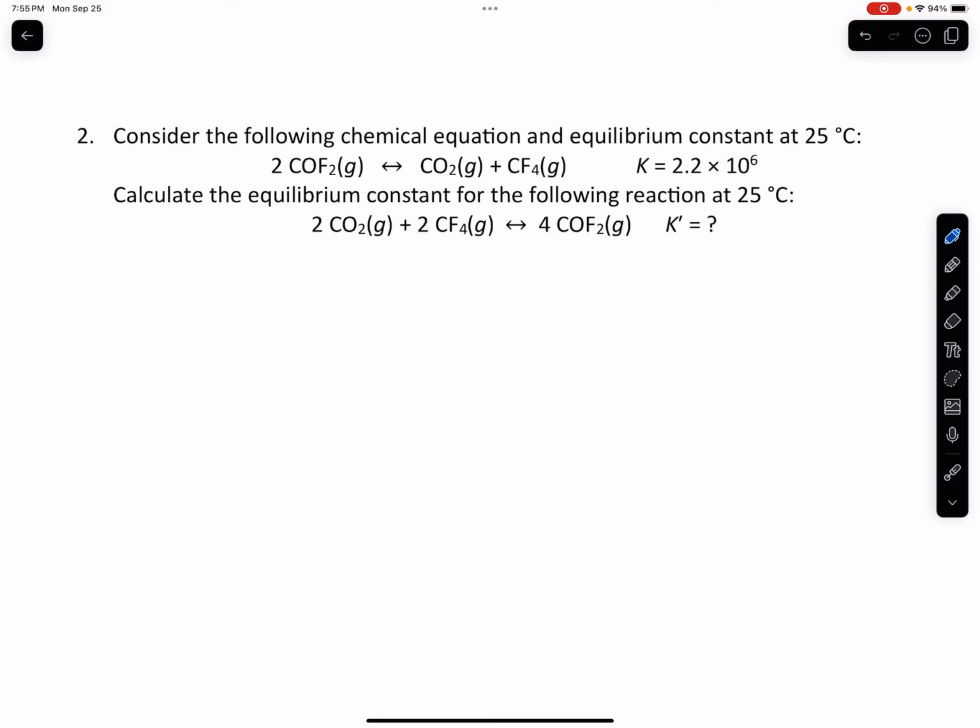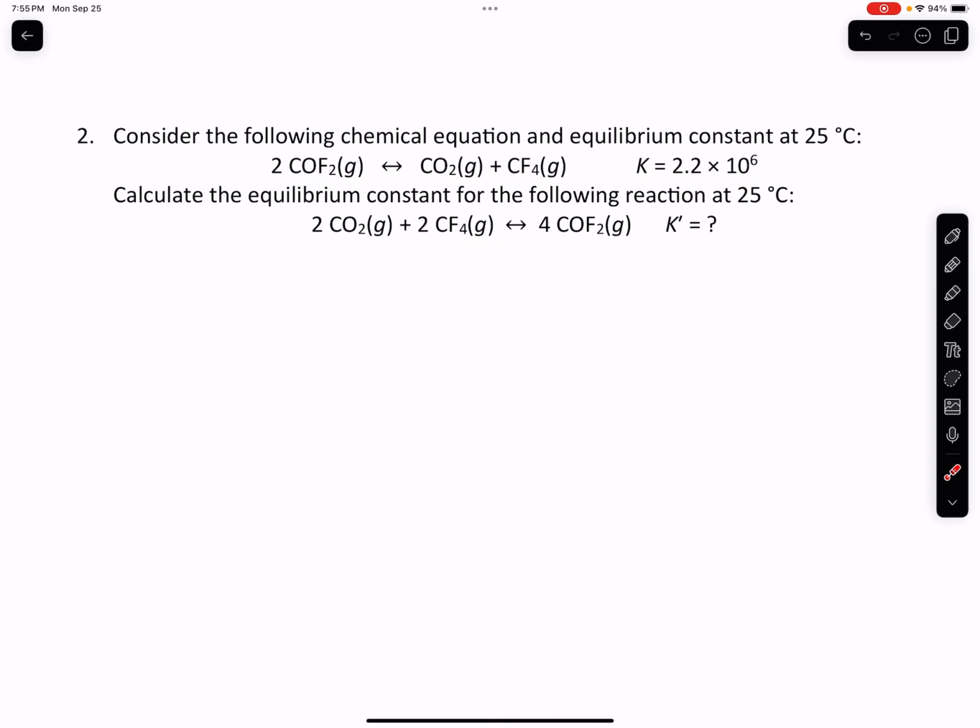Hello, it's Valentine from Simplistic, and we're going to take a look at a problem where we're given an equation with a certain equilibrium constant, and we're given another equation, and we're asked to calculate the equilibrium constant.